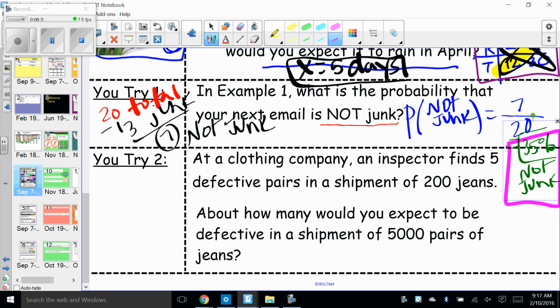You did not set up that t-table. You did not set up that fraction. You just subtracted from 100%. If you saw that, fabulous. Give yourself a star there. Super. Let's move on to you try number 2.